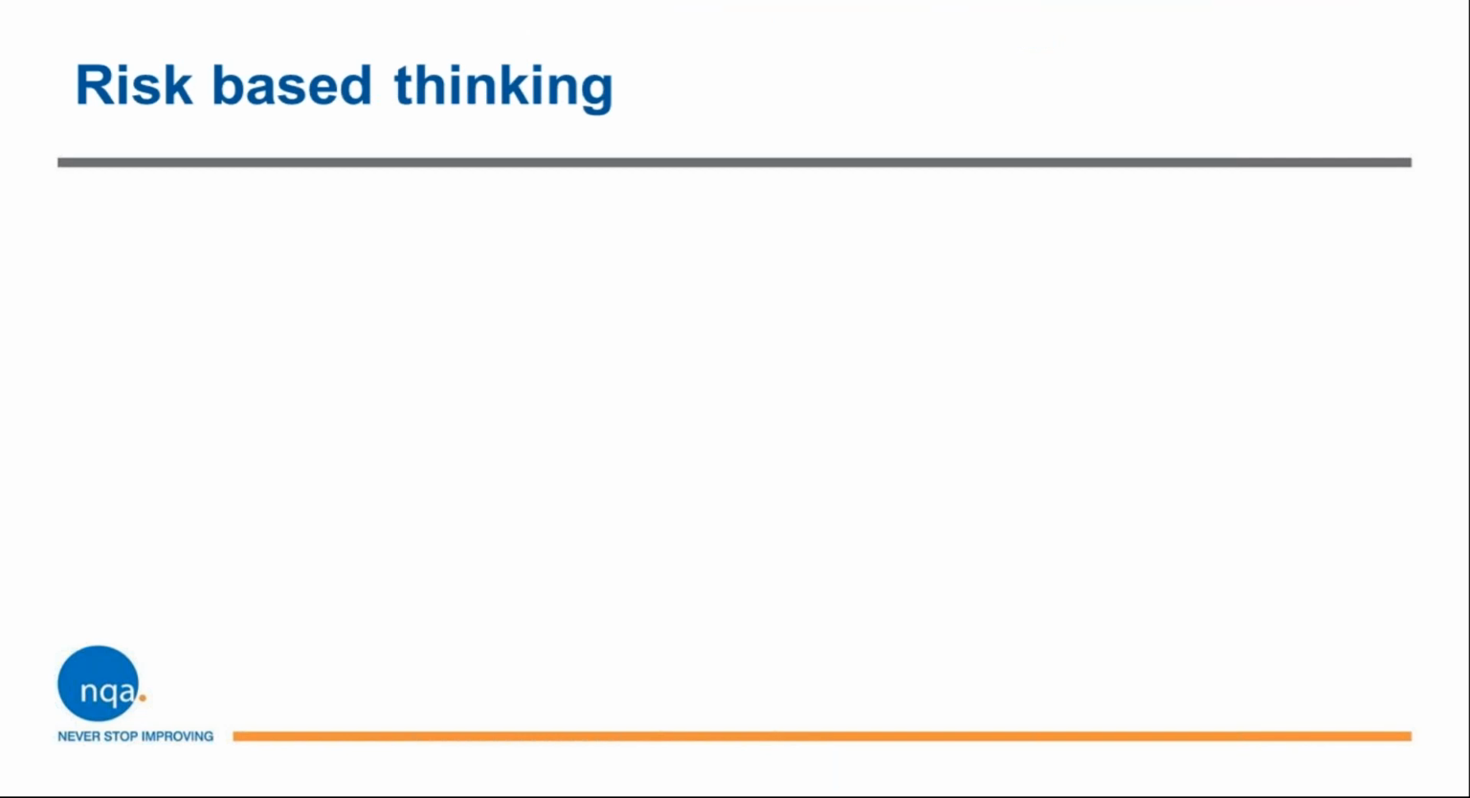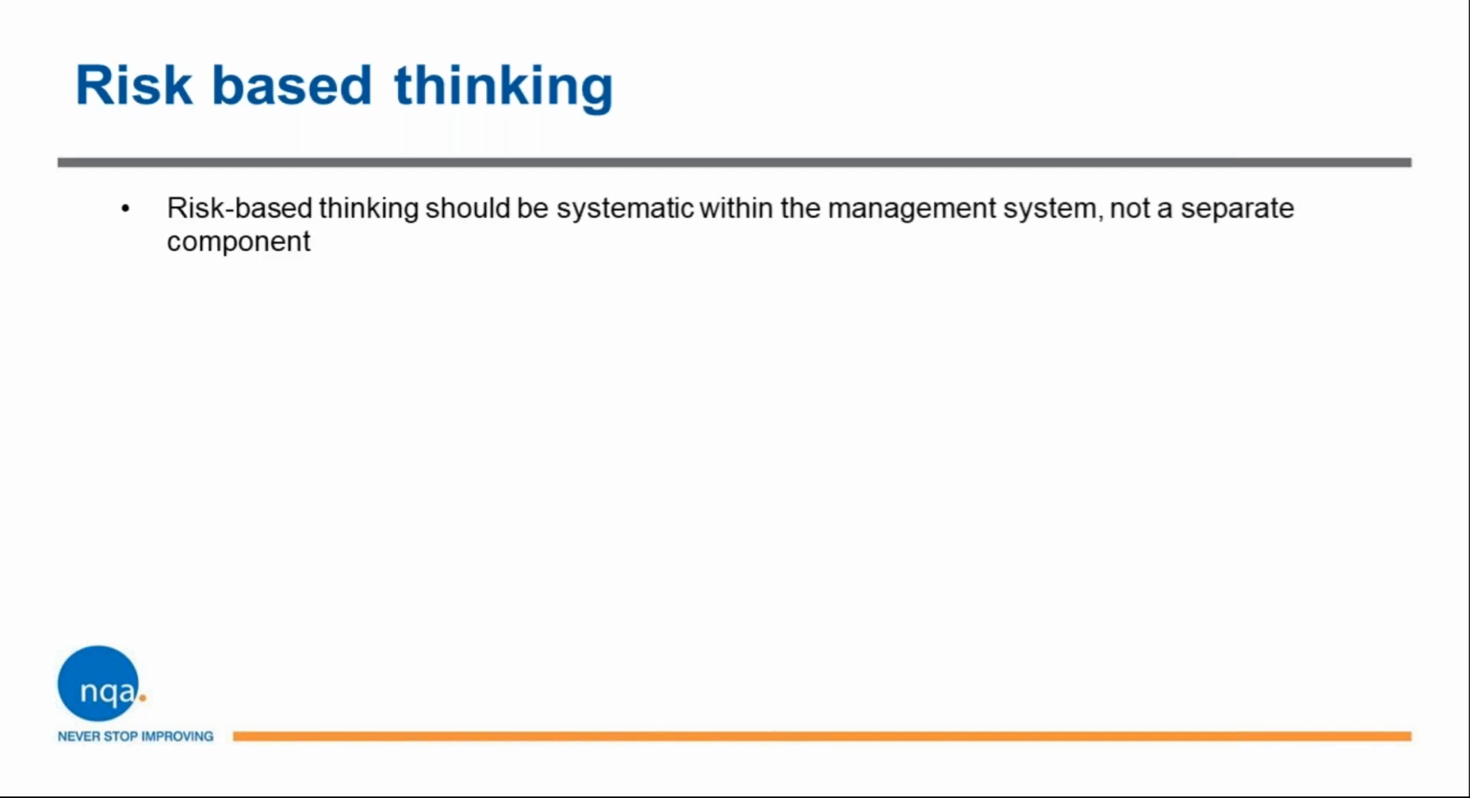So risk-based thinking, obviously a big area of this. As I said before, we could spend an awful lot of time on this, but really just to outline some of the principles that hopefully will give you a bit of a steer when it comes to looking at risk within your ISO system. So thinking should be systematic within your system. It's not something that should stand alone. It should be inherent in what you do and run through every part of your business. Don't treat it as a standalone part of what you do.